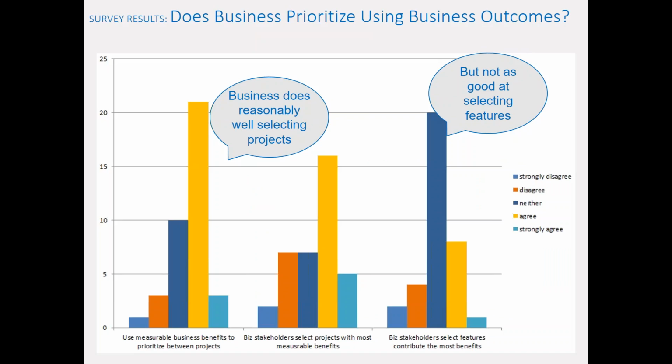Here's another one here, right? This first grouping tells us that in general, the business does think about business outcomes. That's how they select projects. So that's cool, right? That's our portfolio selection. The middle grouping tells us that they're really picking the ones that have the most benefit. I like that. That's good.